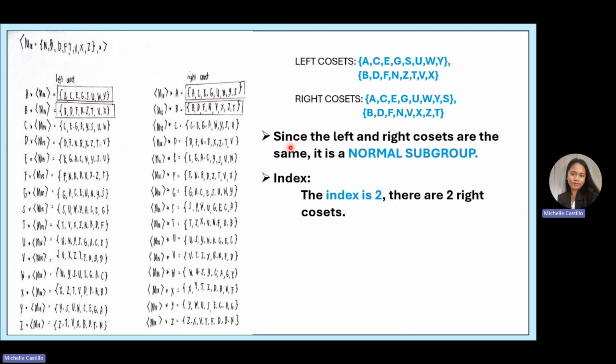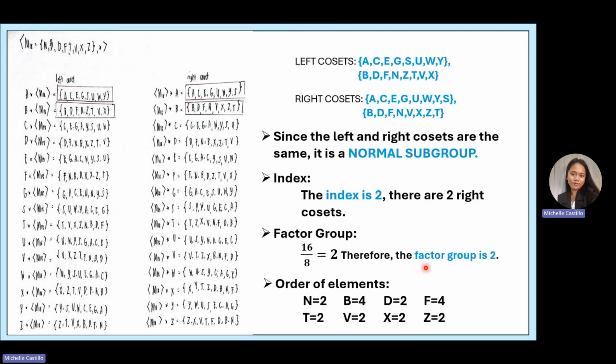Then here we have two right cosets. Therefore, the index is equal to 2. Then for the factor group, we have here 16, which is the cardinality, and 8, which is the total number of elements of this subgroup. So we have 16 over 8 is equal to 2. Therefore, the order of this factor group is equal to 2.